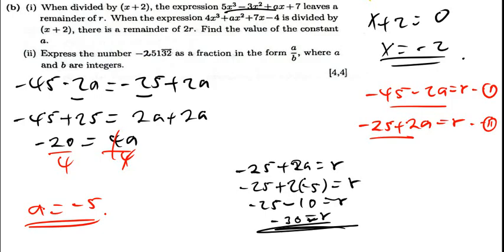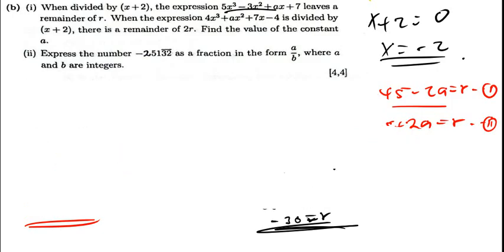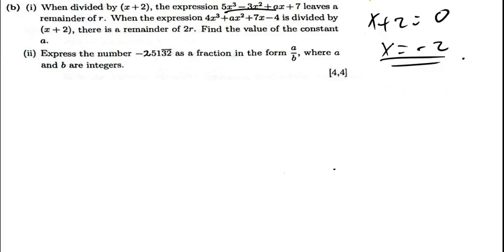Let's try to solve also B2. So B2 is saying express the number negative 2.5132 as a fraction in the form of a over b, where a and b are integers. The first thing we have to do when you're expressing such numbers is to shift the decimal point. It should go near the bar.